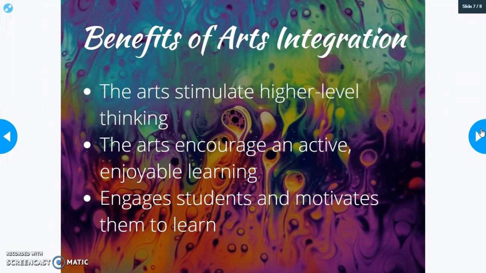Benefits of art integration. The arts stimulate higher level thinking. The arts encourage an active, enjoyable learning. The arts engage students and motivate them to learn.